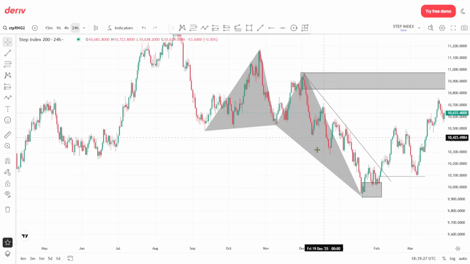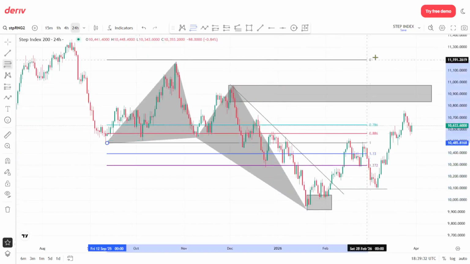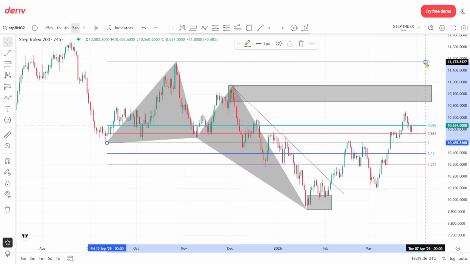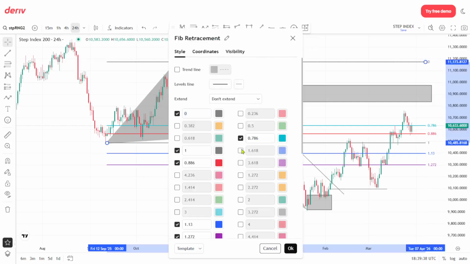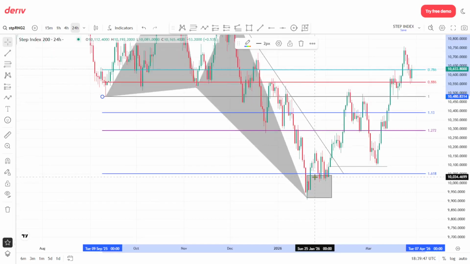Now look at this beautiful setup. This is what we call a deep crab of 0.886, right? A deep crab of 0.886, 1.618. Price pushed into that 1.618 and then we got a rejection to the upside.